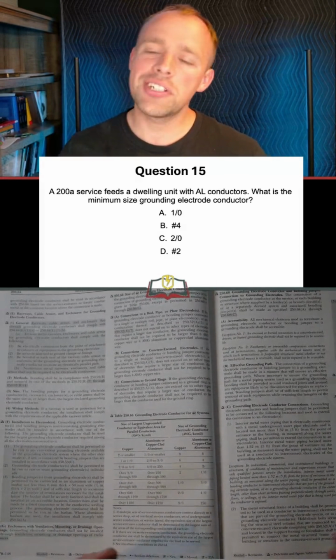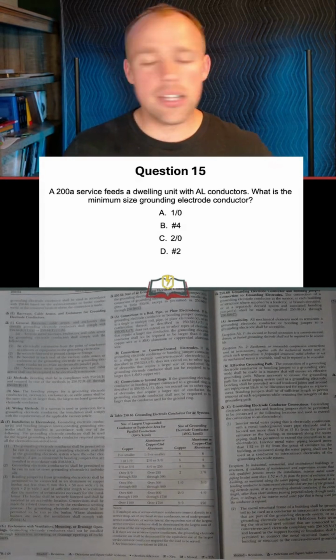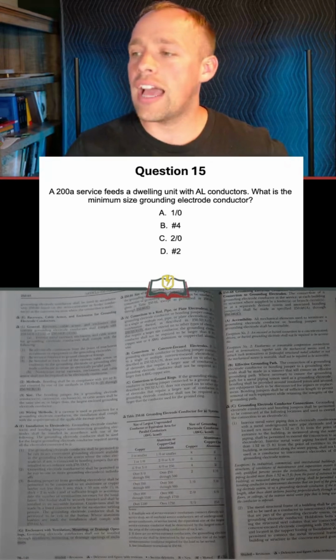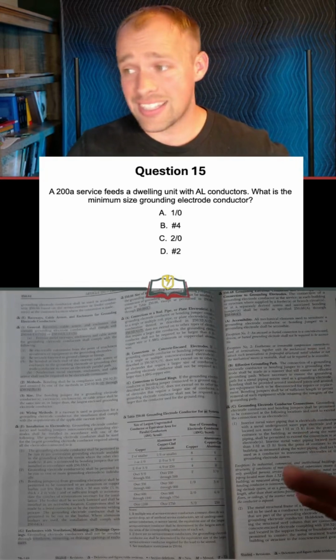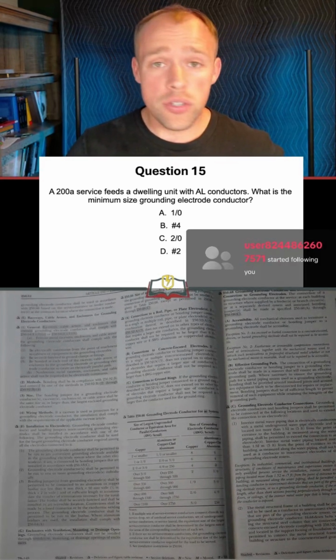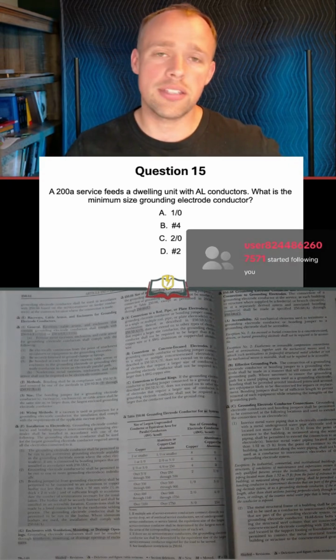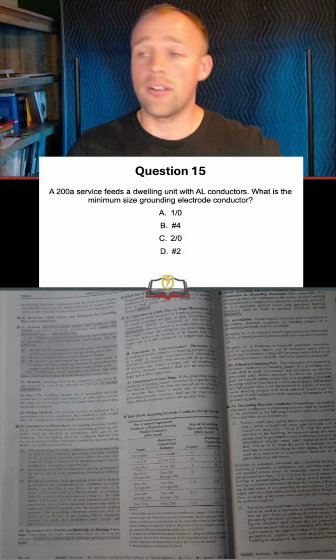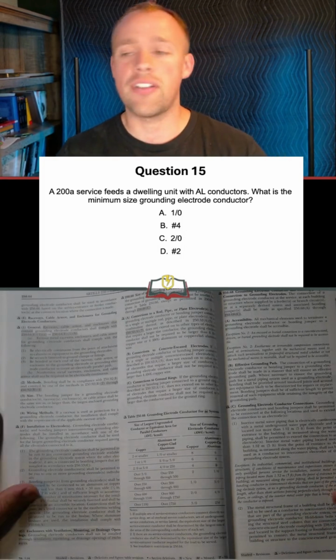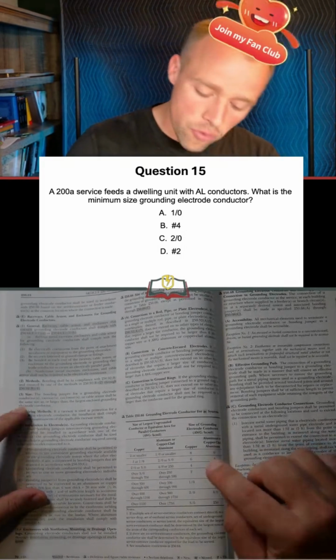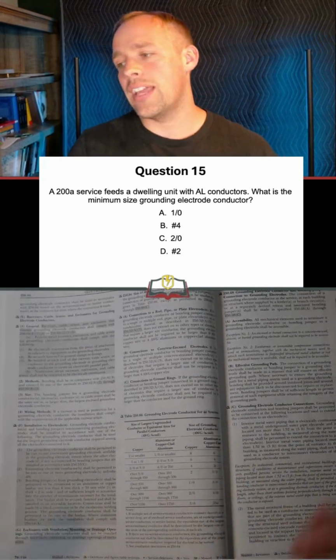But Aaron, the question did specify aluminum conductors. Yeah, but that's for the service conductors. That's not for the grounding electrode conductor, right? If the question doesn't specify, you have to assume copper. Or in this case, if the answers don't specify, we have to assume copper, okay? Therefore, B, number 4 copper, is our final answer.